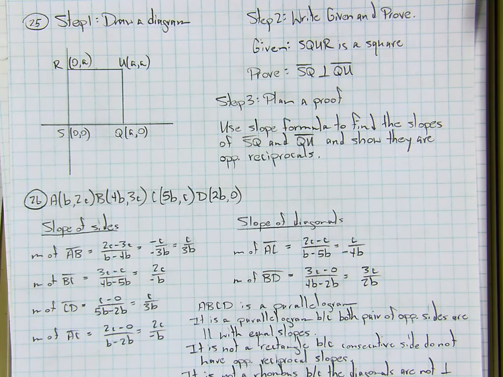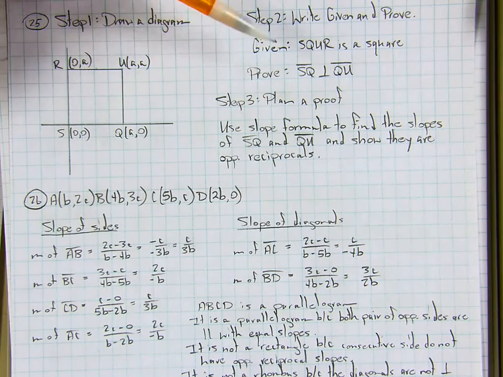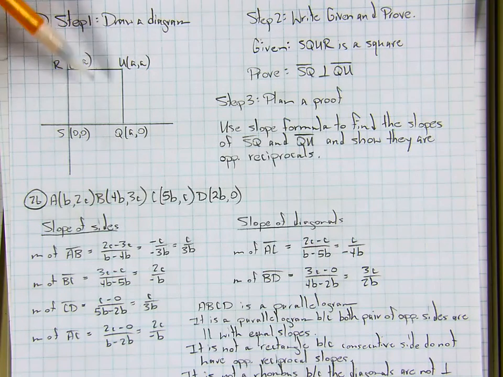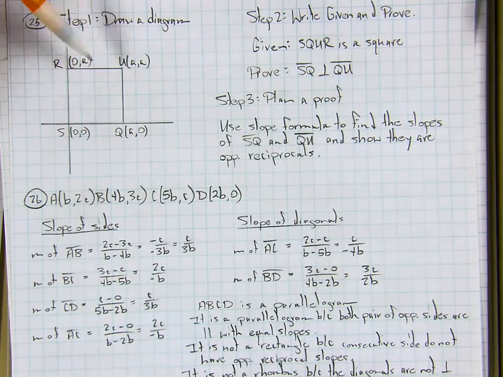The given is that SQUR is a square, and we're supposed to prove, as it said, that its consecutive sides are perpendicular. So I just chose a pair of consecutive sides. I didn't do all of them. We could have found the slope of all 4 and we would have solved consecutive sides, but I just chose one pair of consecutive sides, SQ and QU.